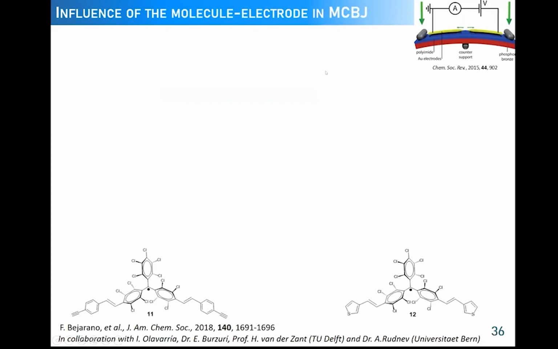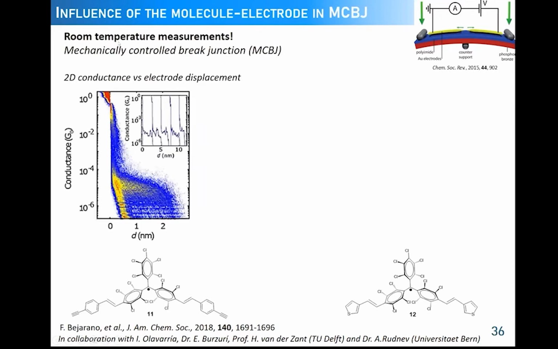This is the setup we used. That is this mechanically controlled break junction here. So we use that to explore our systems. These are room temperature measurements done with this molecule with the terminal alkene.